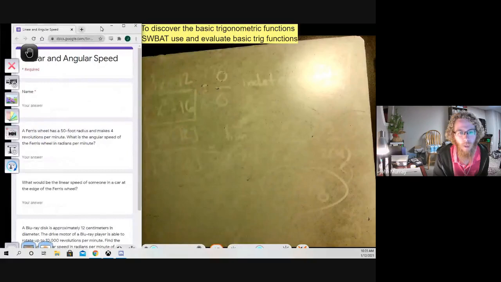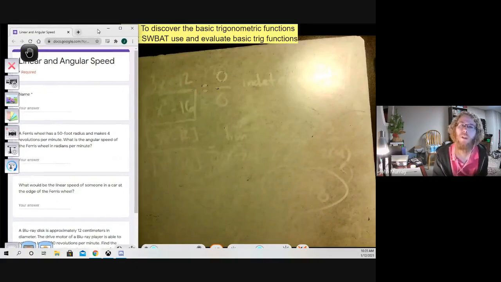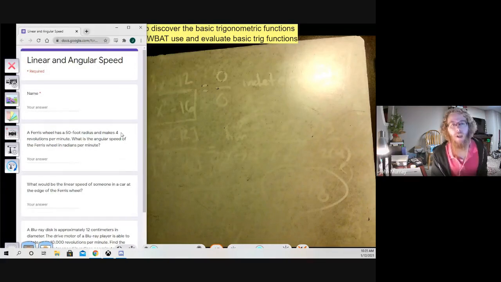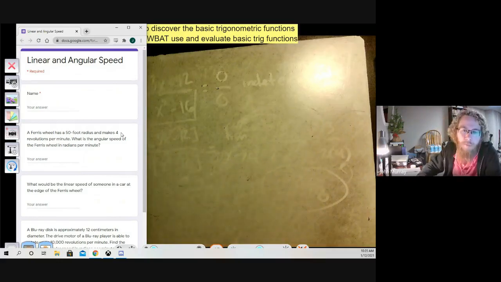All right, so looking at last night's homework, we had some linear and angular speed problems. So let's go over those first. Okay, so first we have a Ferris wheel that has a 50-foot radius and makes 4 revolutions per minute.